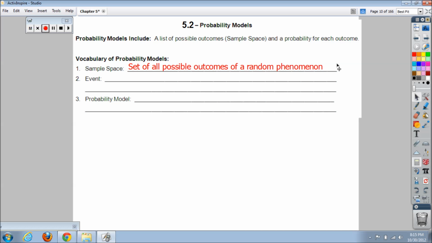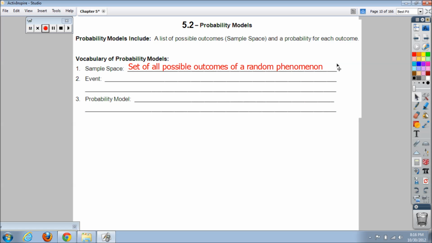Alright, our first vocabulary word is a sample space, and it is the set of all possible outcomes of a random phenomenon. Now you might be wondering, what is a random phenomenon? A random phenomenon could be a coin, and the set of all possible outcomes of a coin would be heads and tails. We could be talking about a die, and the set of all possible outcomes would be, well, what numbers could come up on the die? It depends on what type of die we're talking about, but for your standard 6-sided die, your sample space would be the numbers 1, 2, 3, 4, 5, 6.